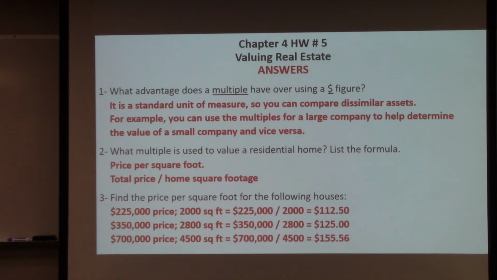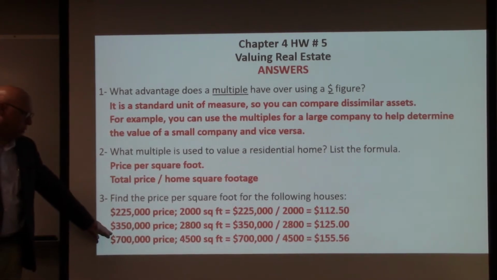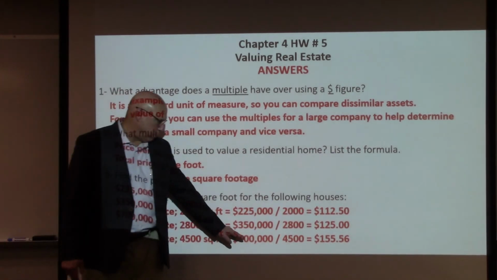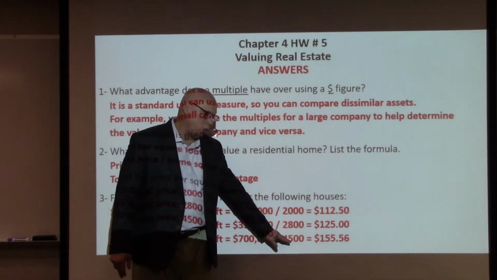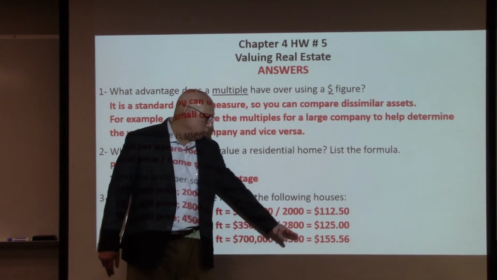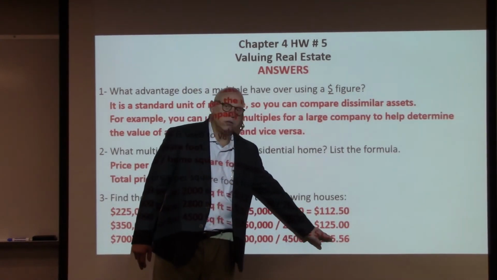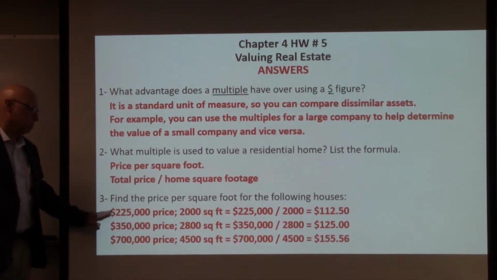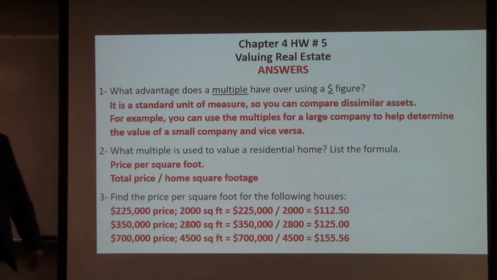Okay? And lastly, a $700,000 home that's 4,500 square feet. $700,000 total price divided by total number of heated and cooled square feet, 4,500, is $155.56. All right, so that's how the calculations are done.